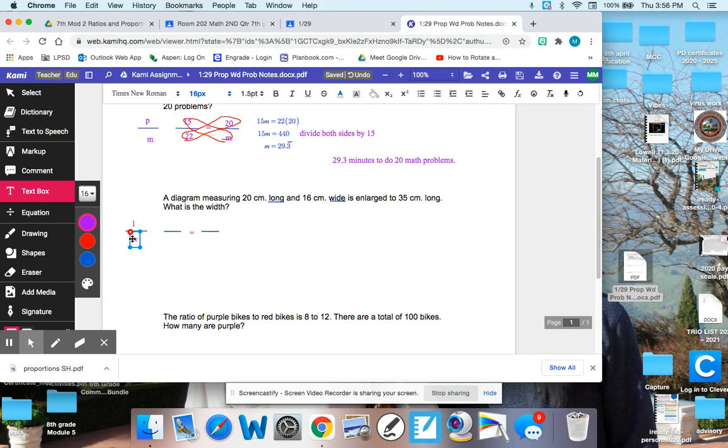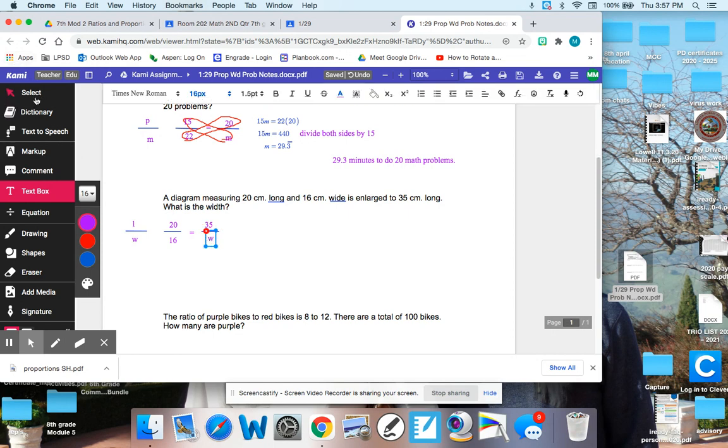Once you have your labels in there, it's going to be easy for you to fill in the numbers that are missing. So we have 20 centimeters long. So this is going to be 20. And we have 16 centimeters wide. This picture is going to be enlarged to 35 centimeters long. So that would go up here, and that would be 35 centimeters long. So we are looking for W.